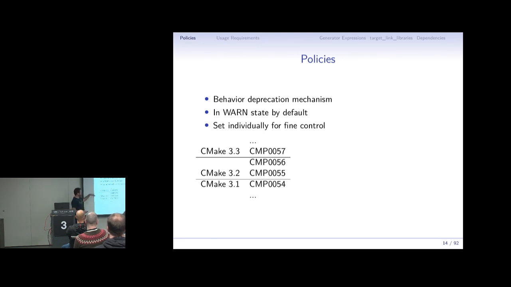So all policies are in the warn state by default, and you can set them individually. Every time that you have a CMake minimum required line, that is associated with a newest policy. So if I say that my CMake minimum is 3.3, policy 57 and below will all be set to new behavior instead of the old behavior. And similarly, if I say the minimum required is 3.2, policy 55 and below will be set to new behavior, and all the others will be old behavior. And everything newer will be warn.